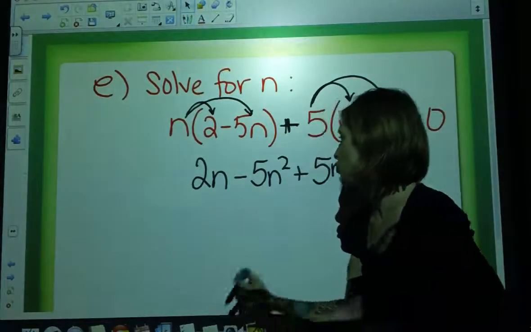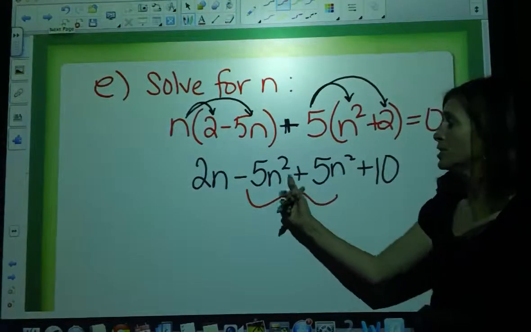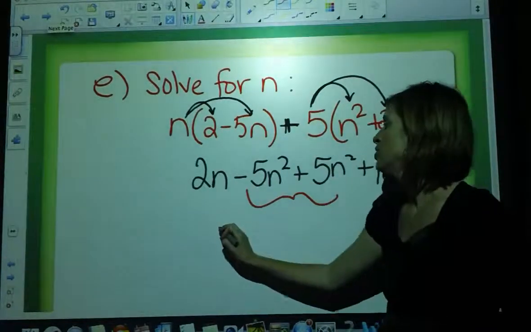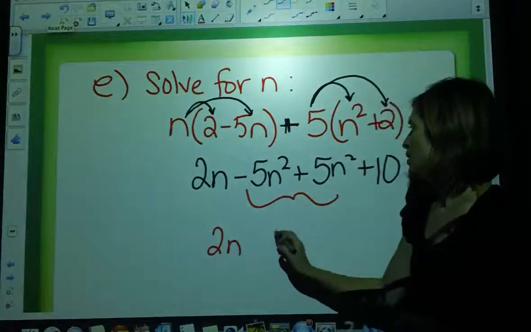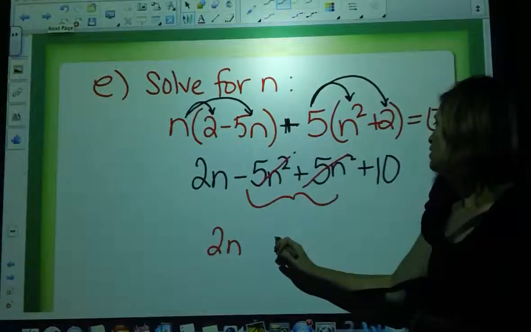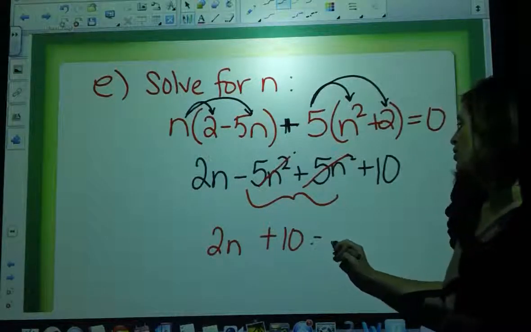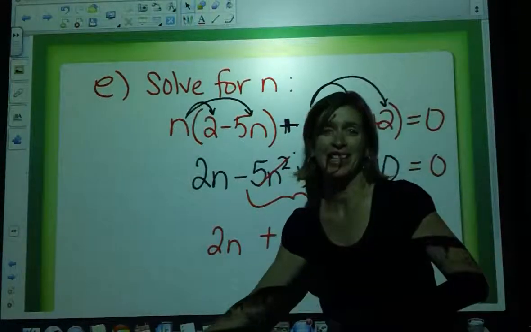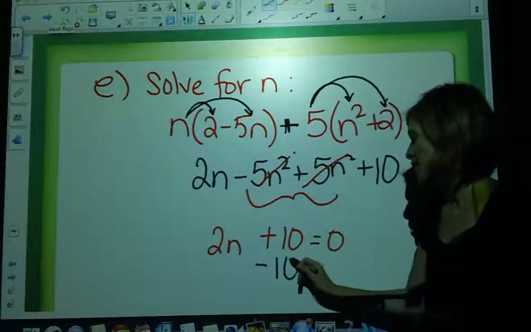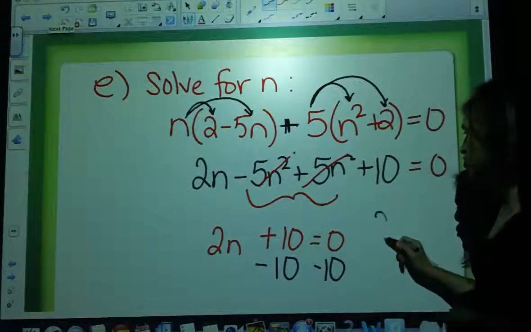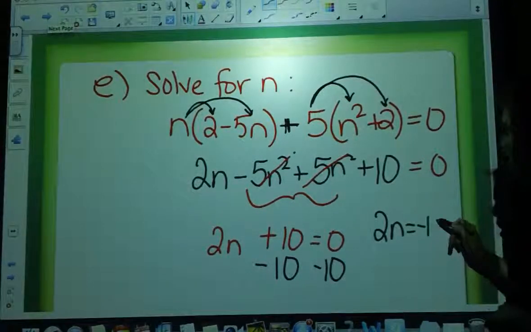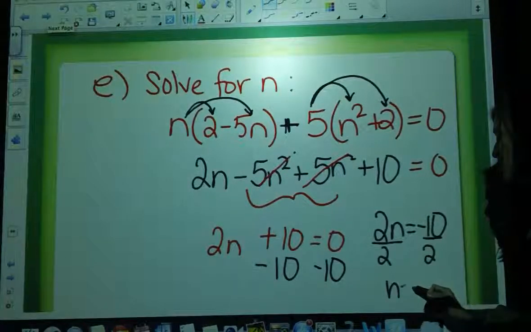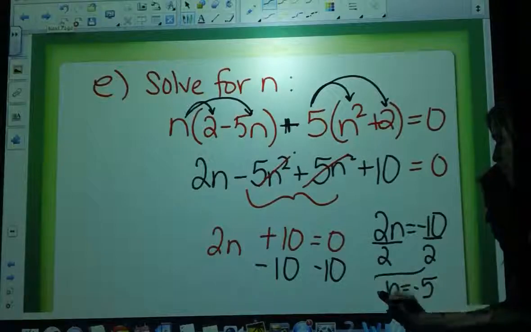Now, I'm going to combine the like terms. These are like terms because they are same variable raised to the same exponent. So we get 2n. These will cancel. Plus 10 equals 0. Okay? And then we solve for n by balancing the equation. We subtract 10 on both sides. So we get 2n equals negative 10. And then we divide by 2, backwards PEMDAS, so n equals negative 5.